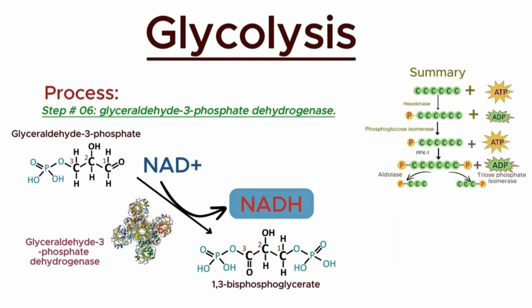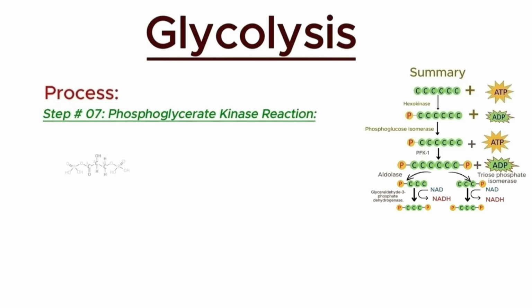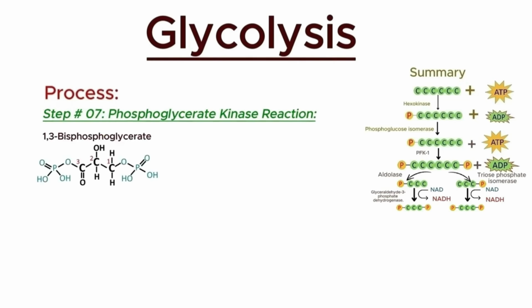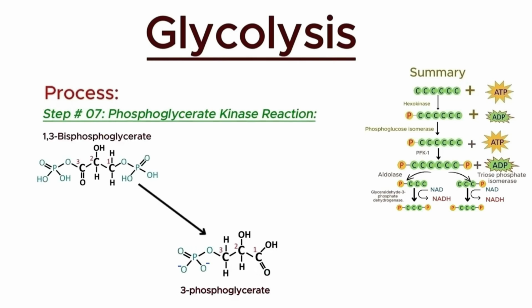To summarize, glyceraldehyde 3-phosphate is converted into 1,3-bisphosphoglycerate while reducing NAD to NADH. This reaction is catalyzed by glyceraldehyde 3-phosphate dehydrogenase. In the next step, 1,3-bisphosphoglycerate is converted into 3-phosphoglycerate. This reaction is catalyzed by the enzyme phosphoglycerate kinase.